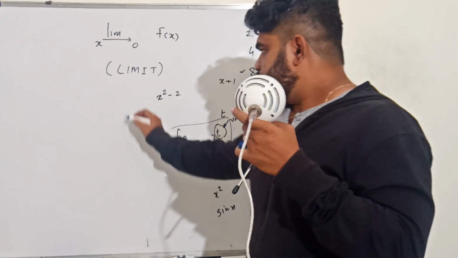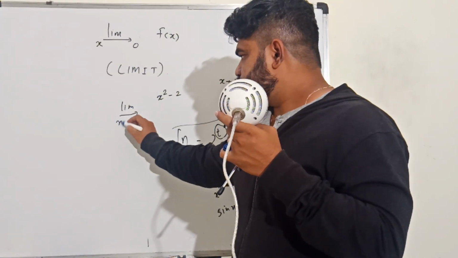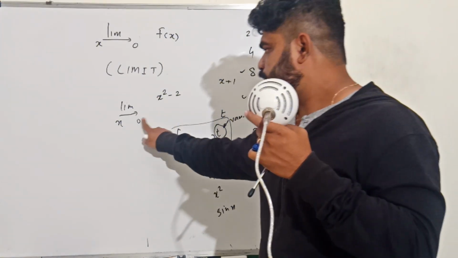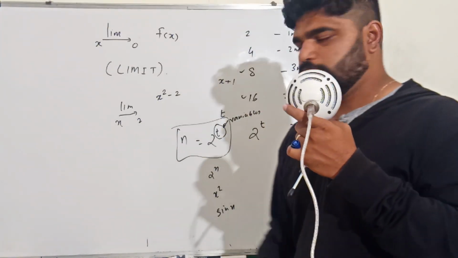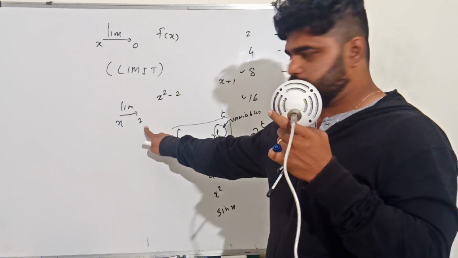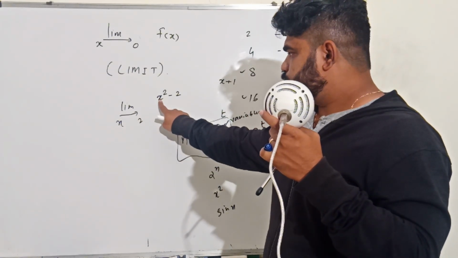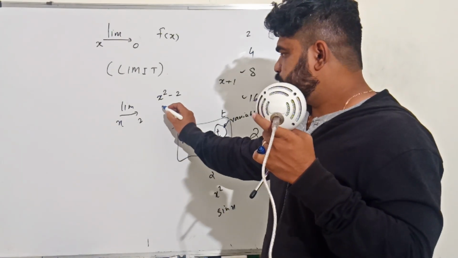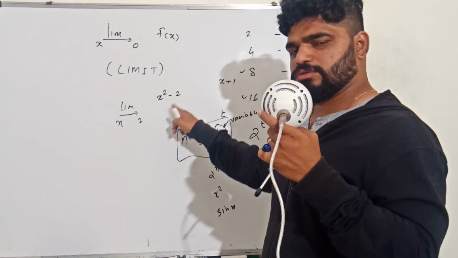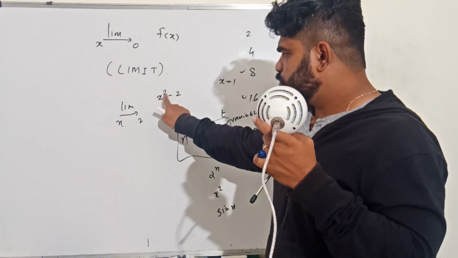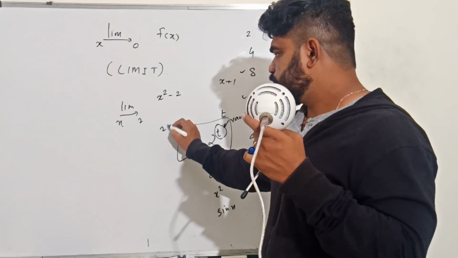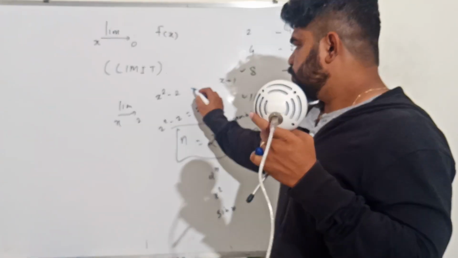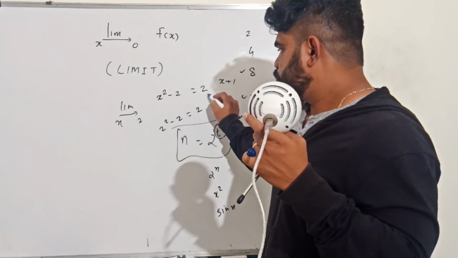If I take limit x tends to, sorry, not 0, I'm going to just take 2. As x is tending to 2, what is x squared minus 2 getting closer to? If I take x equal to 1, 1 squared is 1, 1 minus 2 is minus 1, and when I put x equal to 2, 2 squared minus 2 is equal to 4 minus 2 equal to 2. So my answer is 2.